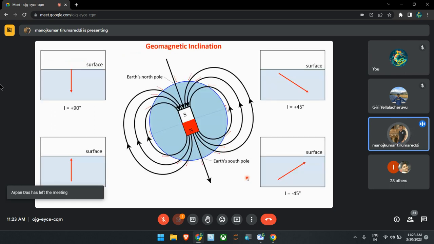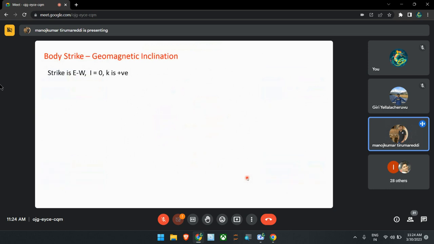Okay. For our easy understanding, first we will take dike models, because it is very simple to explain and easy to understand. So first we should understand this TMA anomaly pattern at inclination I equal to 0, means at the equator. K is positive, means the body has positive susceptibility contrast. Strike is east-west, so we will take the data in the north-south direction, perpendicular to the strike direction.